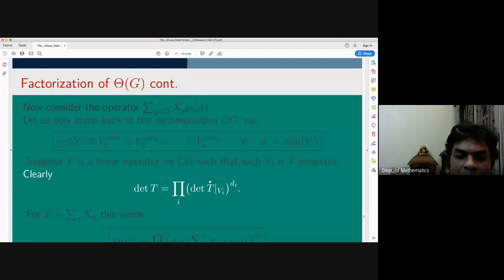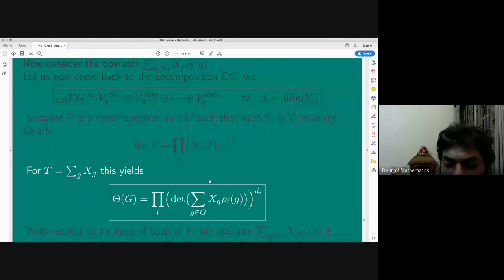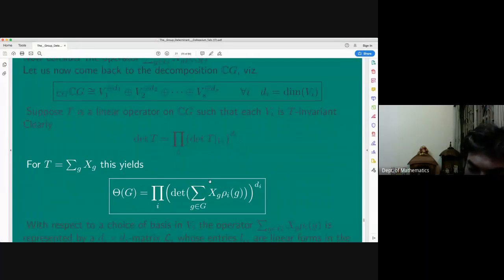So by this formula, the determinant of the group matrix, which we are calling theta G, should be equal to the product of the determinants of the operators sum of xg rho i g. I've written rho i because rho i refers to the sub-representation of G on each of these invariant subspaces V1 up to Vs. Because they are invariant subspaces for the regular representation, the regular representation rho of G will restrict to a sub-representation on each of these subspaces, which we are calling rho i. So rho i is G acting on each of these invariant subspaces, and you just take the determinant of the matrix of this operator.